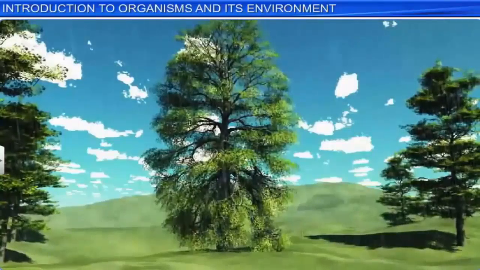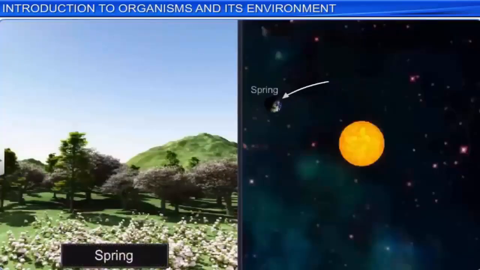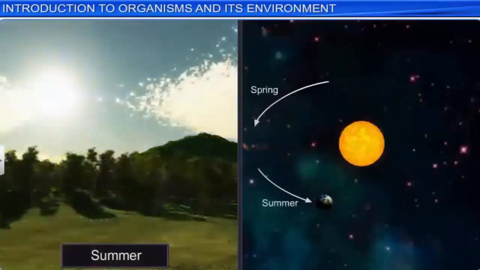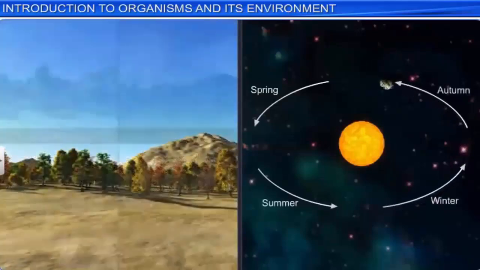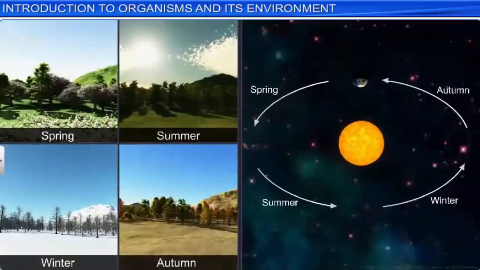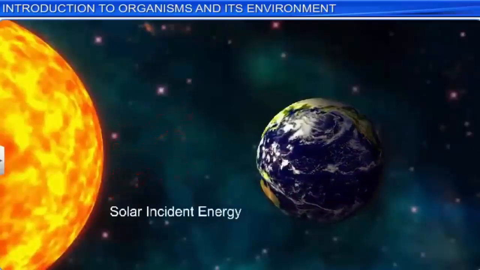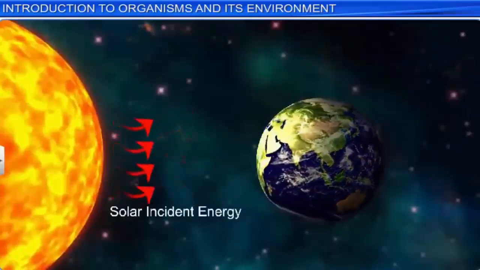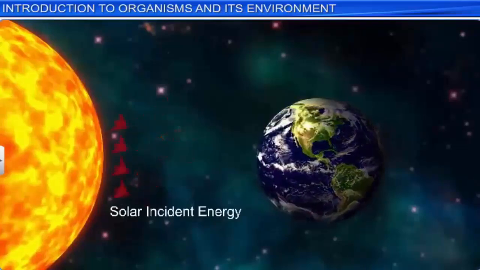Interestingly, the abiotic environment never remains constant all year round. All places on Earth experience different seasons due to the tilt in the Earth's axis and its revolution around the Sun. Owing to the varying intensity and duration of solar heat, you find variations in temperature and precipitation at different places on the Earth.